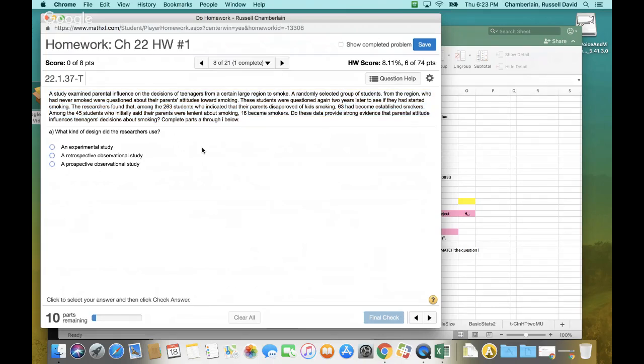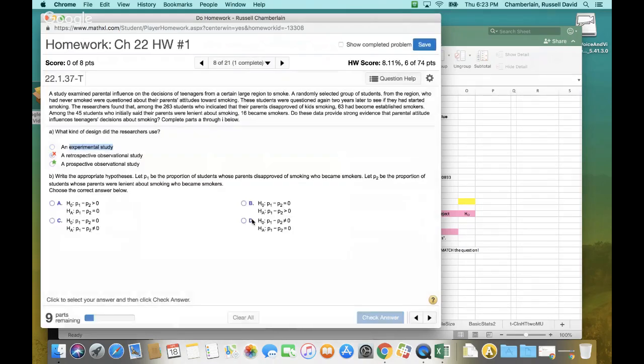What kind of design is this? Is it an experimental study? No, we're not controlling things, really. Is it a retrospective observational study? No, and the reason it's not retrospective is that it's prospective. That sounds like you're looking into the future, and yeah, you're kind of looking to the future, but really you're keeping track as it happens. You're not looking in the past, and that's why it's not a retrospective study.